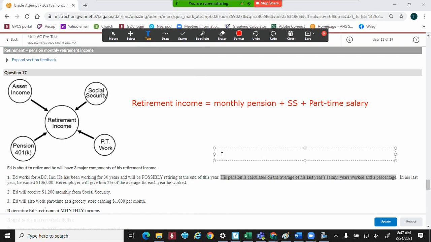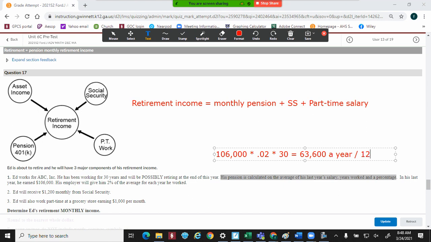His last year, he was making $106,000. He has been, let's see, 2%. And then we're going to times that by his 30 years. So when we do that, we get $63,600 a year. This is his pension a year.